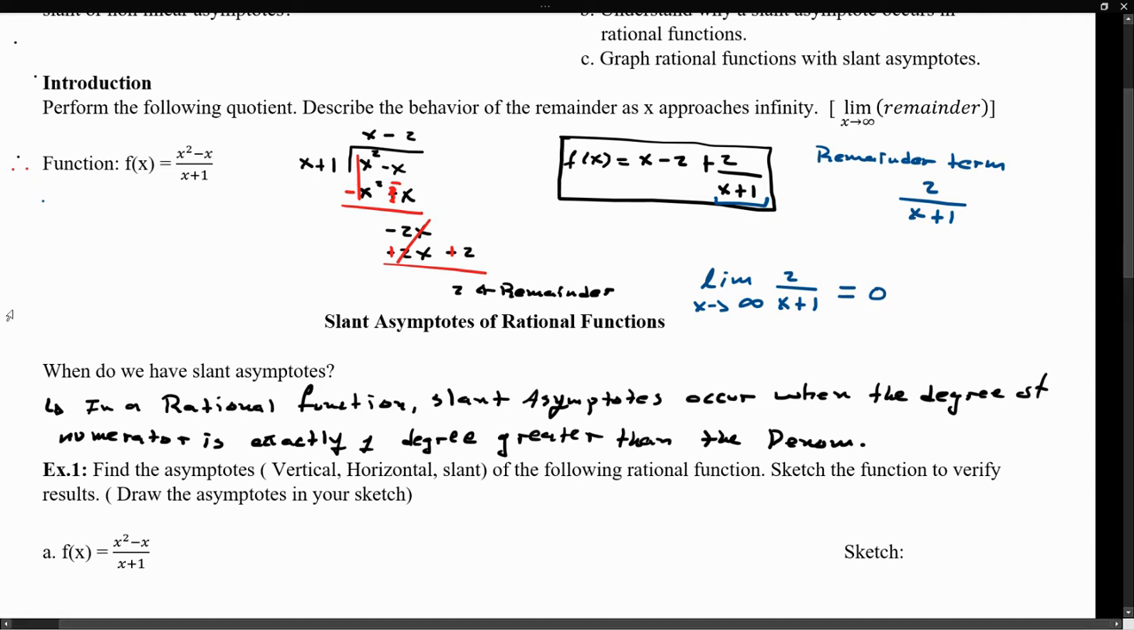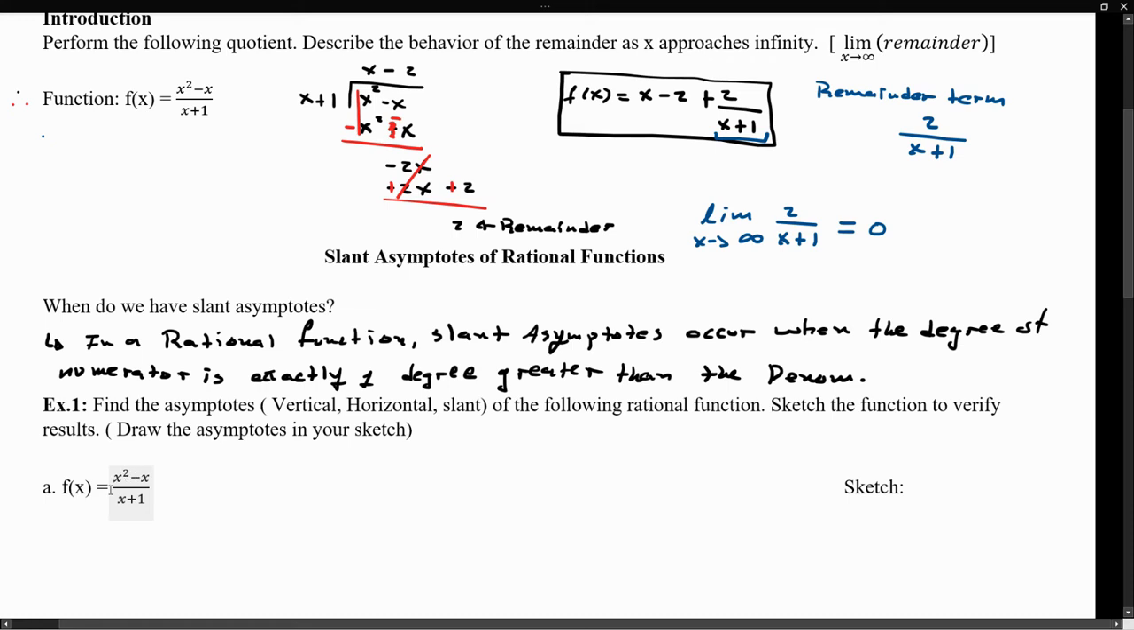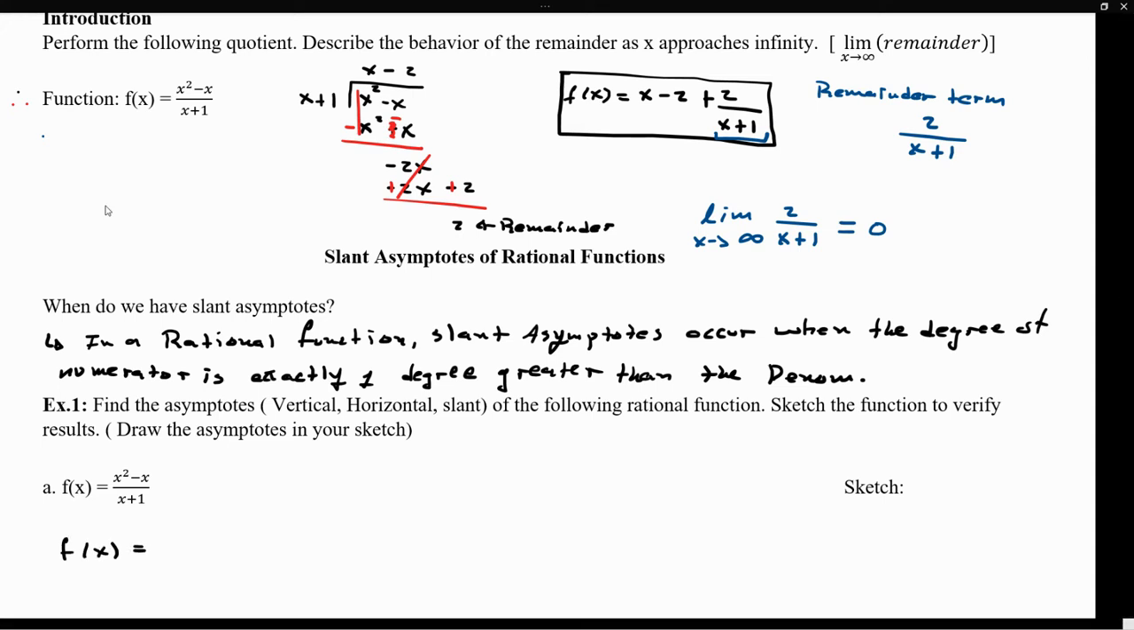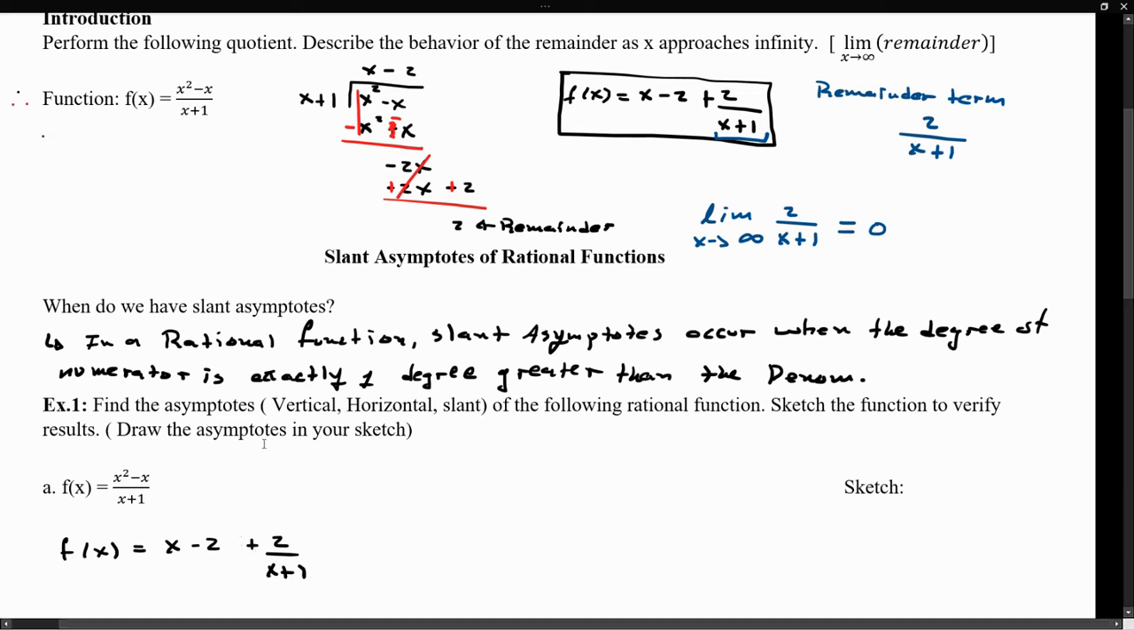Well, let's take a look at example 1, which notice talks about the same example that we did on our introduction. And let's use the result from the introduction. So we have already shown that f of x can be written out as x minus 2 plus 2 over x plus 1. And I'm going to be using this result.